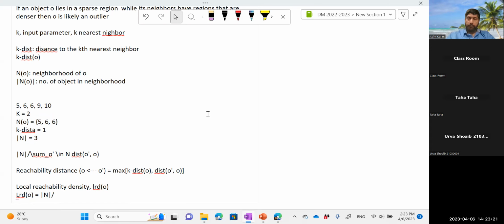divided by we have to sum over all objects O prime in the neighborhood n. ठीक है. All objects, and then we use the reachability distance of O prime to O, actually from O to O prime.